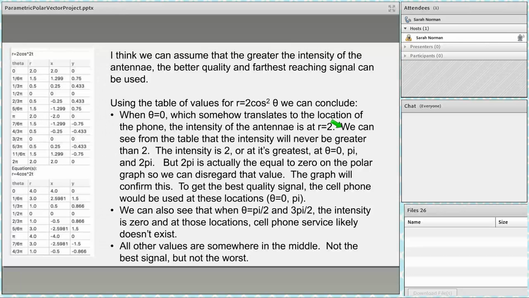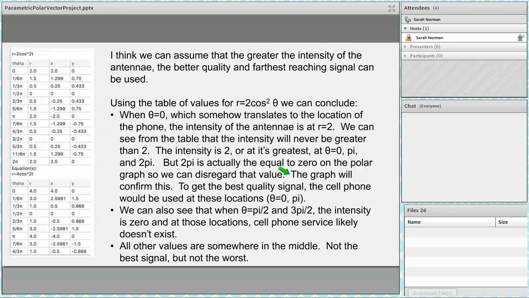Again, like I said, we can see from the table that the intensity will never be greater than 2, and the intensity is at 2, or at its greatest, at theta equals 0, pi, and 2 pi. From the table, these are what you would call our maximums. And 2 pi is actually equal to 0 on the polar graph. Remember, the polar graph goes from 0 to 2 pi, but 0 is equal to 2 pi, so we can disregard that value because that's just when it circles back around.